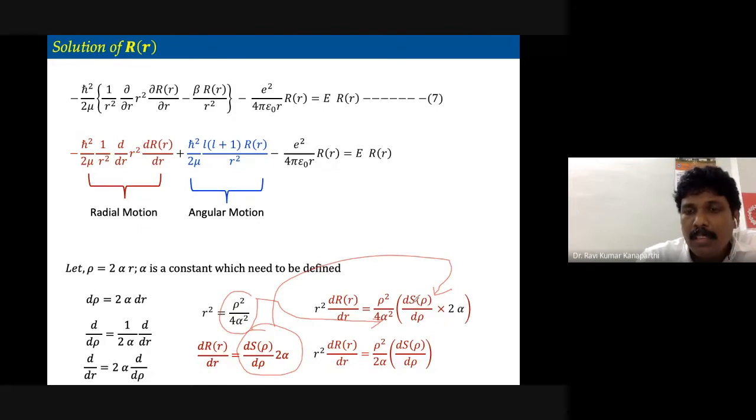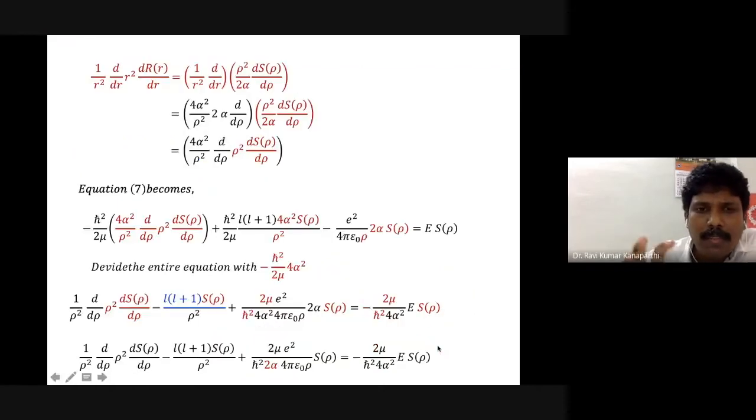Here you can see this is the derivative with respect to rho, but this is a 2 times alpha. So the 2 alpha you can move outside the bracket or outside the differentiation, and then in the denominator you have 4 alpha square. The 2 alpha cancel out, and then in the denominator you will get basically rho square upon 2 alpha multiplied by dS of rho. These are very small things; you can take a rough notebook and keep working on it, then you will get it.